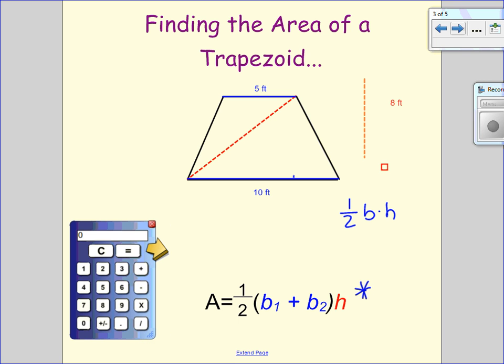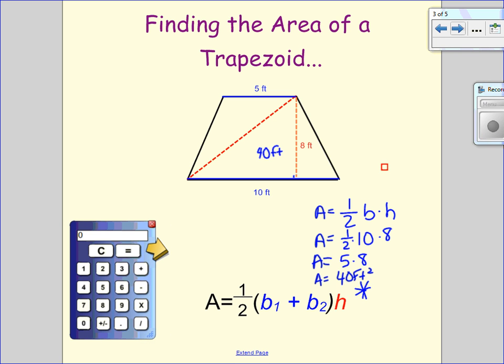Well, if we use this base, and we do 1/2 base times height for a triangle, our base for this one is 10 feet. So area equals 1/2 times 10, and our height, we can plug right back in, that's the distance to the top, making a perpendicular line, is 8 feet. Perfect. So 1/2 times 10 times 8. Half of 10 is 5, times 8. Area equals 40 feet squared, or square feet. So let me just write that in, 40 feet squared.